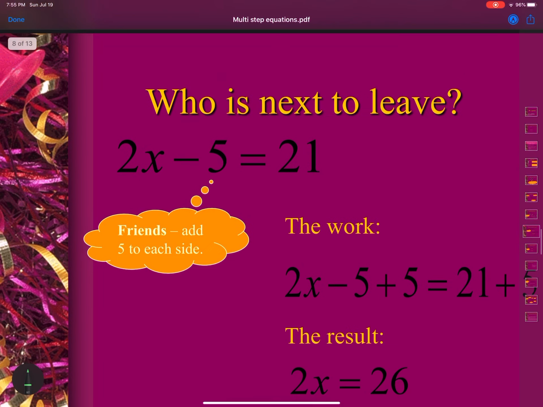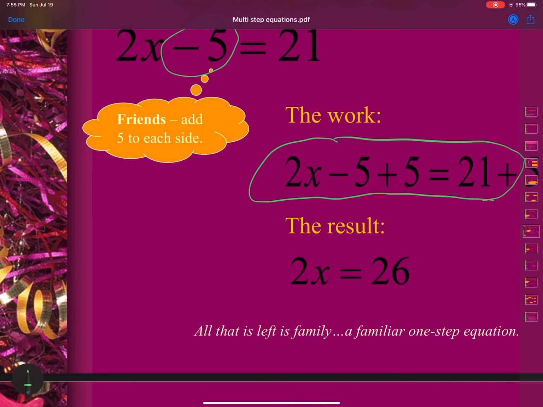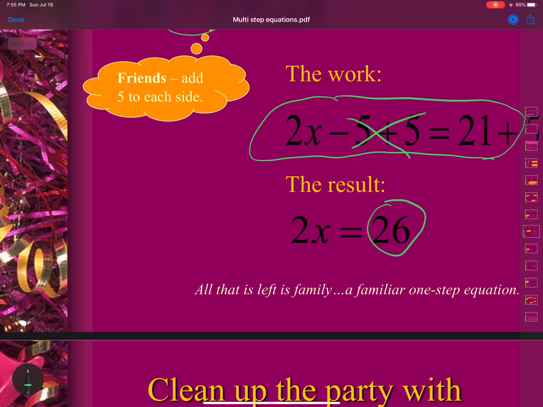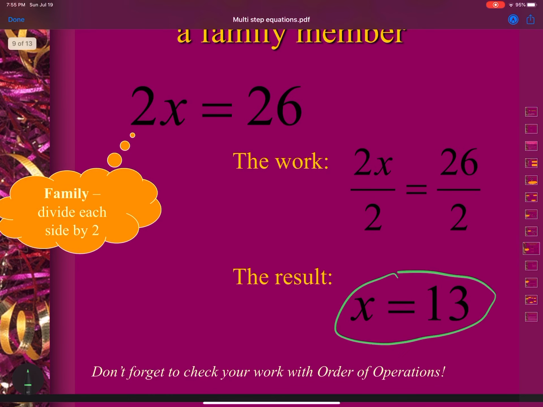So we continue. Who leaves next? Well, your friends usually leave next, the numbers that are a little further away from you, not exactly right next to you. And how do you make the negative 5 leave? You do the opposite operation. It's a minus 5, so we add 5 to both sides, which is portrayed right here. When you add 5 to both sides, you end up canceling this, and 21 plus 5 is 26. And then your last step, your family helps you clean up and leaves. So once your family leaves, you are left with your final answer.